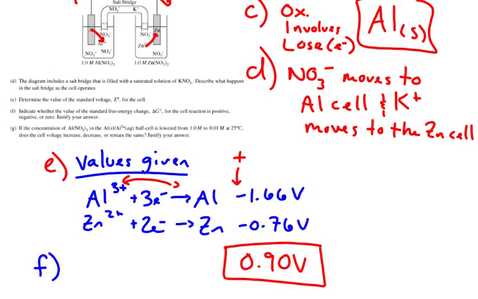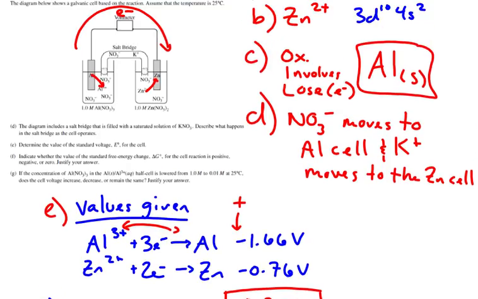It's not Hess's law. Indicate whether the value of the standard free energy change, delta G, for the cell is positive, negative, or zero. Oh, I'm going to use an equation. No equation needed. This is a battery. I plug a battery in to something. Does it start to work? Yeah, it does. That's what the battery does for us.